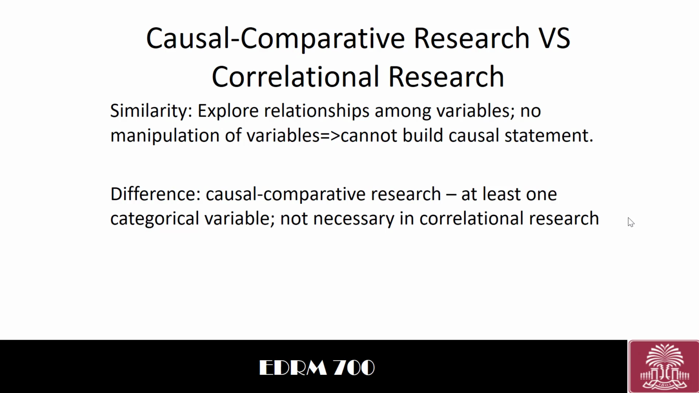Causal comparative studies include at least one categorical variable, normally the grouping variable. This is not necessarily true for correlational research. All the variables can be quantitative in correlational research. This may cause some differences in data analysis too.